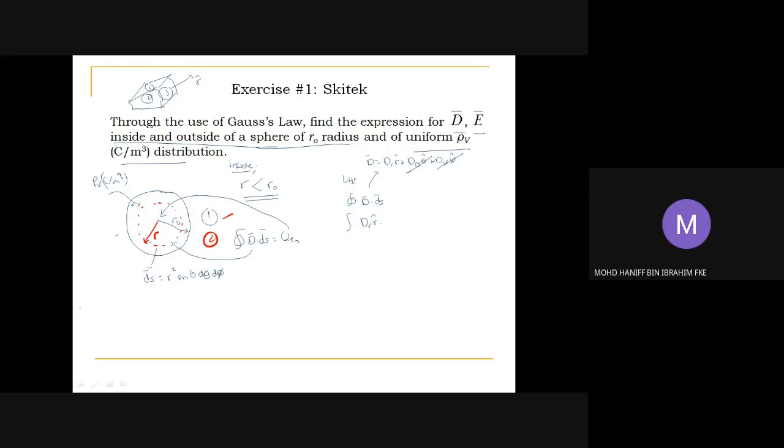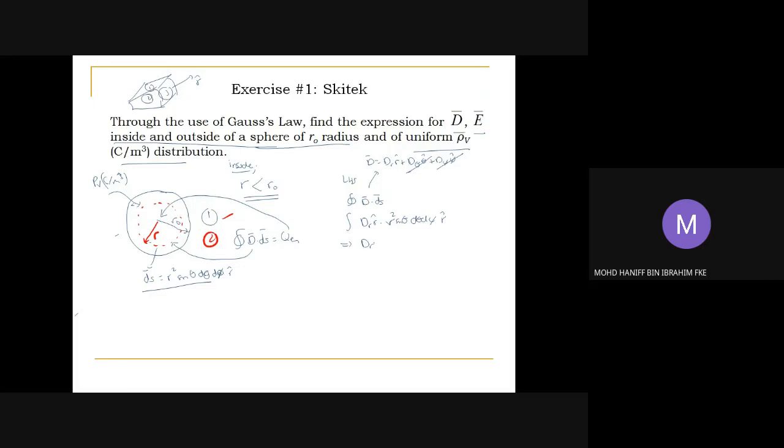So that should be the ds to be used for your case. The ds should be r² sinθ dθ dφ, direction of r. Thank you for your response. So we are done with the left-hand side, and we can proceed with the integration straight away.